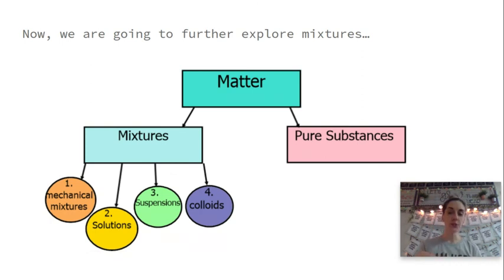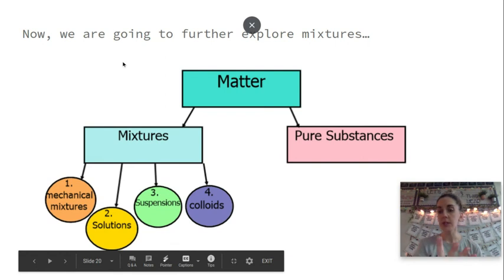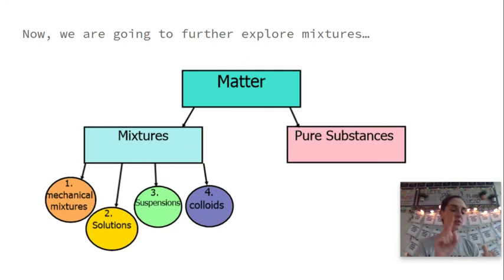So what we're going to do is talk a little bit further on the mixture side. Now, there are 4 types of mixtures that we're going to be talking about, some more than others: mechanical mixtures, solutions, suspensions, and colloids.